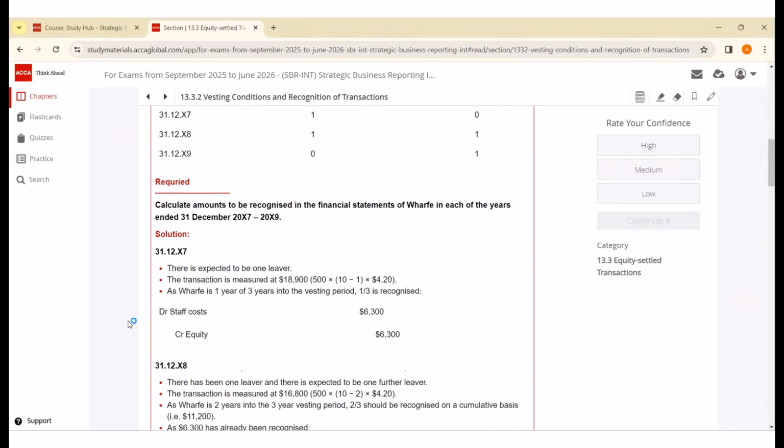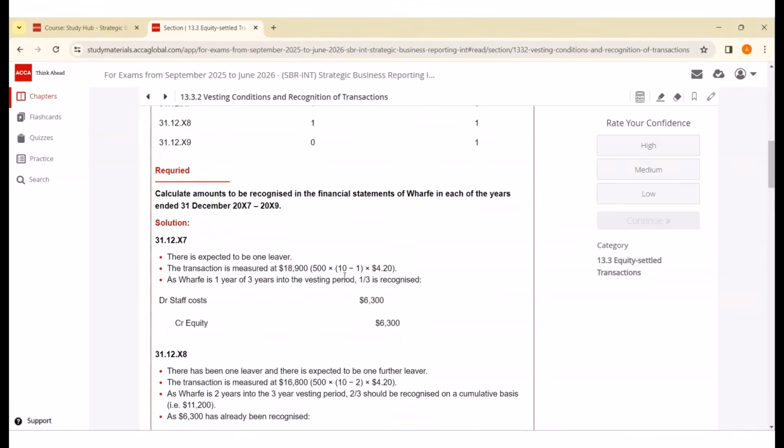Let's start with the working. At 31st December 20X7, our expectation was that one person is going to leave. Now, out of 10, one person is going to leave, so we take the number of people as 9. Then we take the number of share options per person, that is 500, and the fair value of option at the grant date. Because it is an equity settled transaction, we are going to use the fair value of the option at the grant date. This gives us an overall expense of 18,900, which is for 3 years.